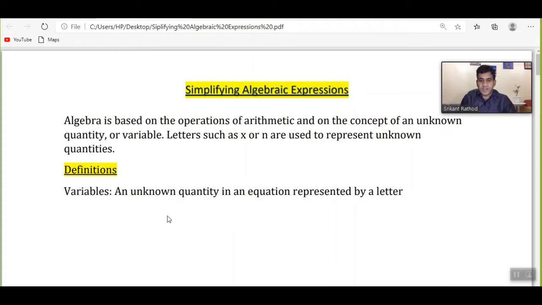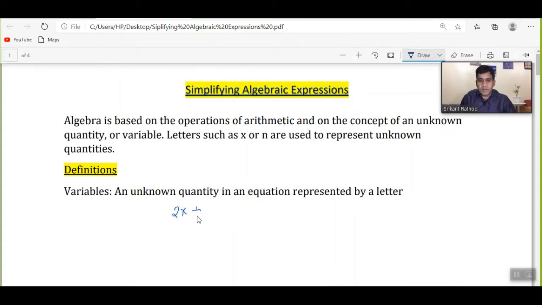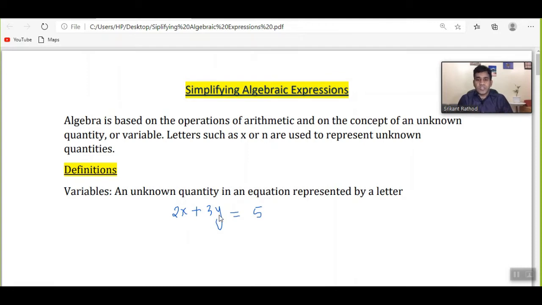So if I take an example, 2x plus 3y is equals to 5. Now this is an algebraic expression with the two unknowns. So we can say it's an algebraic equation with two variables where x and y are called variables here.